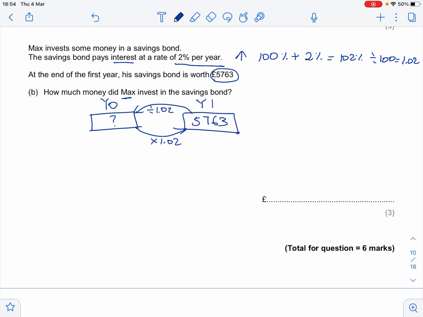Therefore, our answer is going to be 5763 divided by 1.02. And this gives us 5,650.